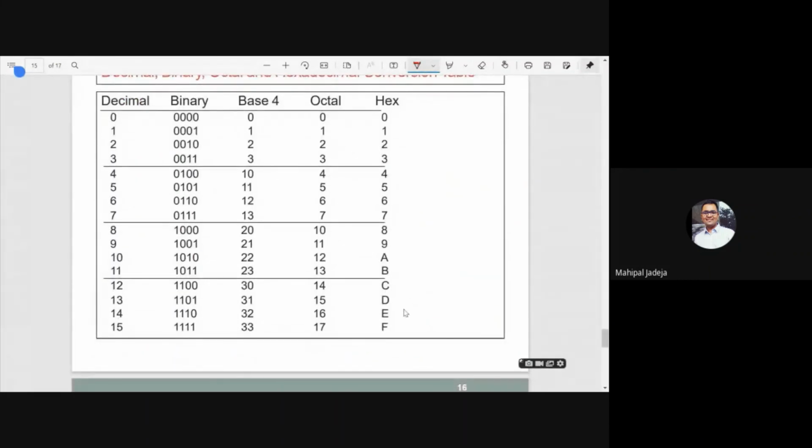Up to 9, it's fine. It's 9 in hexadecimal. But now for 10, I am using A. For 11, I am using B. For 12, I am using C. For 13, I am using D. For 14, I'm using E, and for 15, I'm using F, right? And anyway, we know how to convert binary into base 4, octal, as well as hexa, right? But this table just contains all the numbers from 0 to 15 and their representation in terms of binary, base 4, octal, and hexa. Okay.